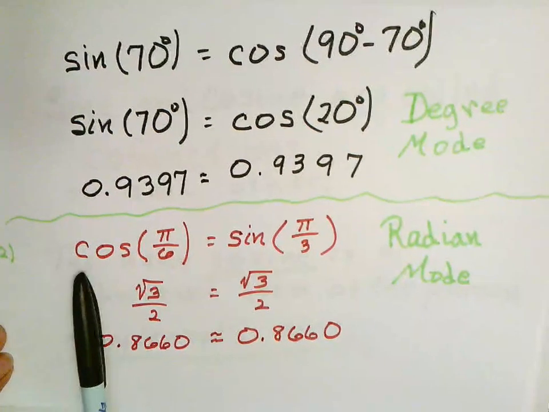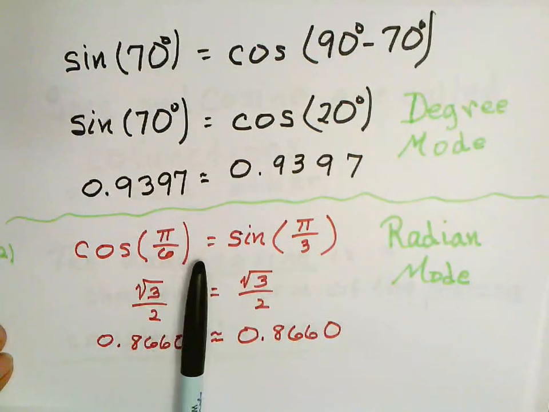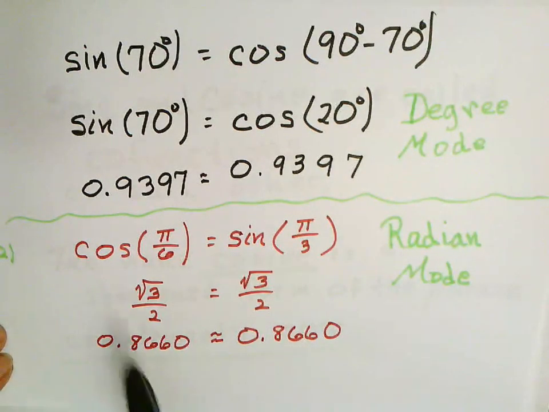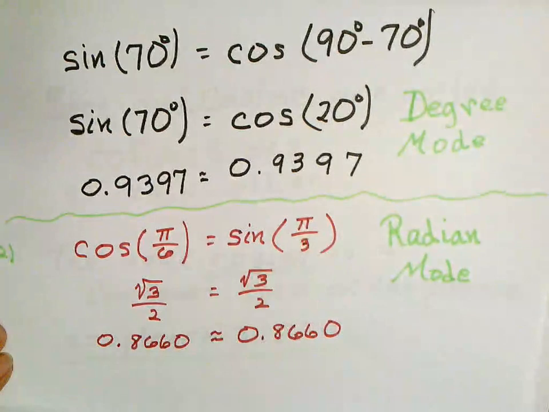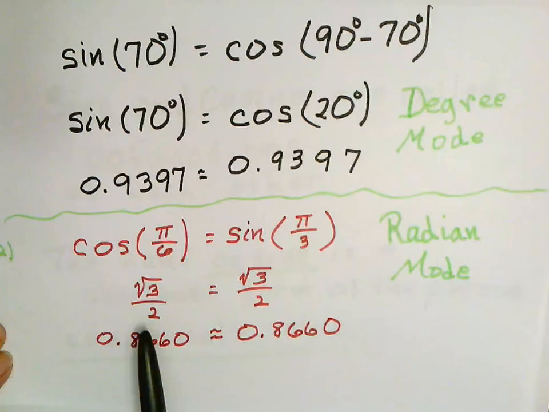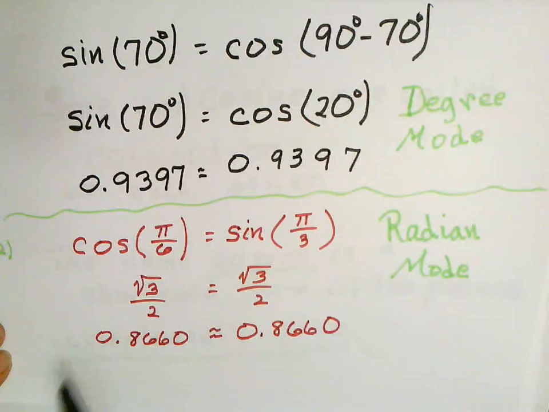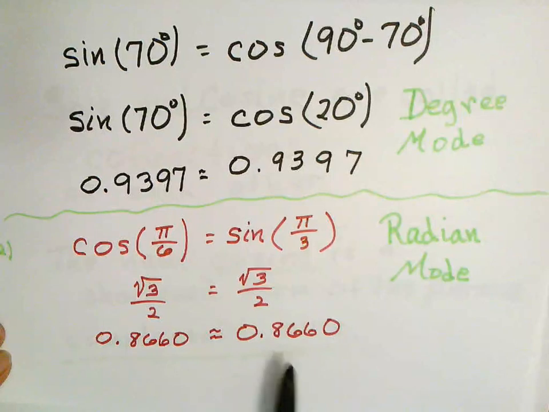Here, the cosine of pi over 6 is equal to the sine of pi over 3. And remember now, pi over 6 plus pi over 3 was 90 degrees. And if you put your calculator in radian mode, you're going to get approximately 0.8660. So I was just giving some examples of cofunctions and showing you that they are equal.